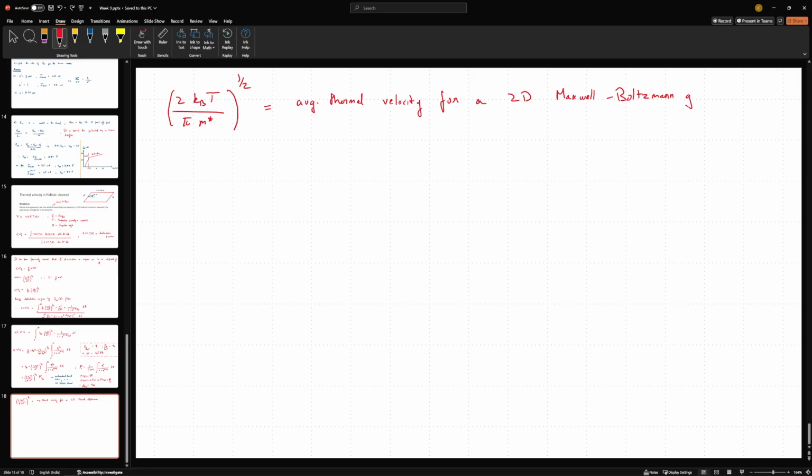Oops, why am I writing two S's? Gas. So this quantity is actually this. This is the integral 0 to infinity of V times the integral of e to the power minus m v squared to kBT, divided by the integral dv.